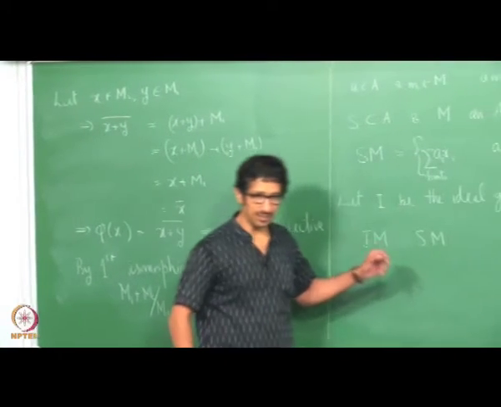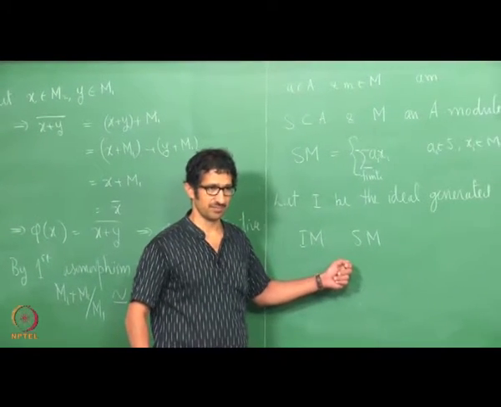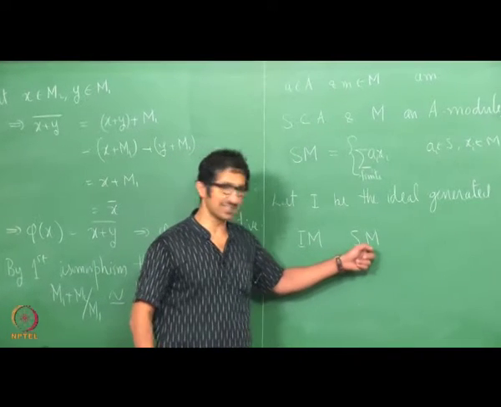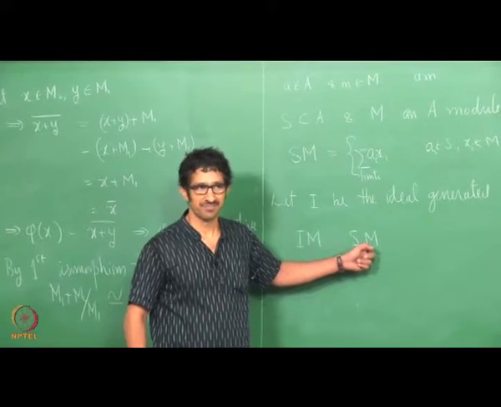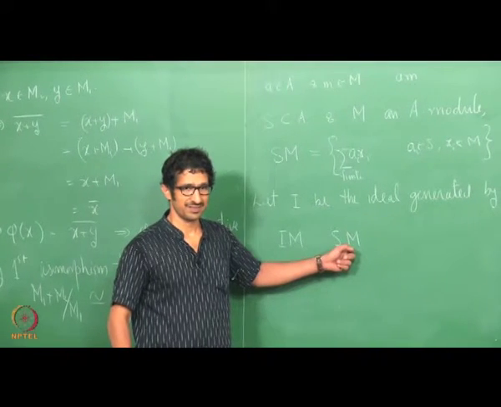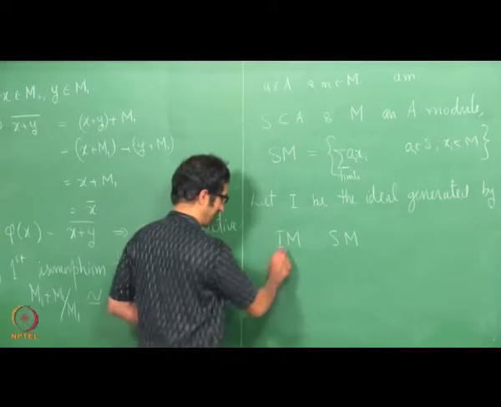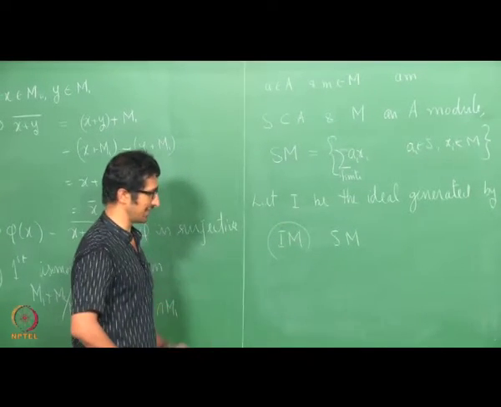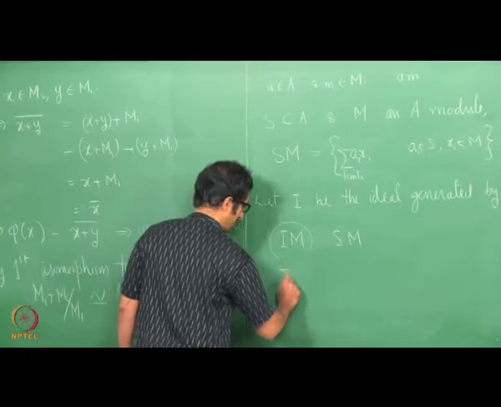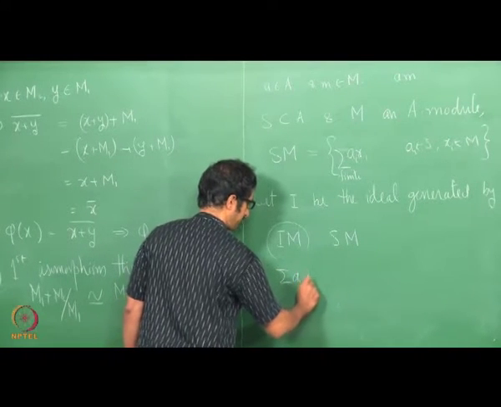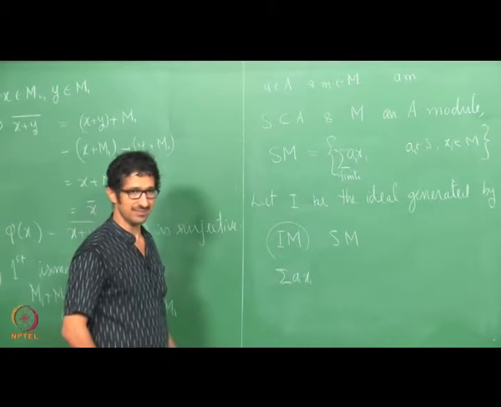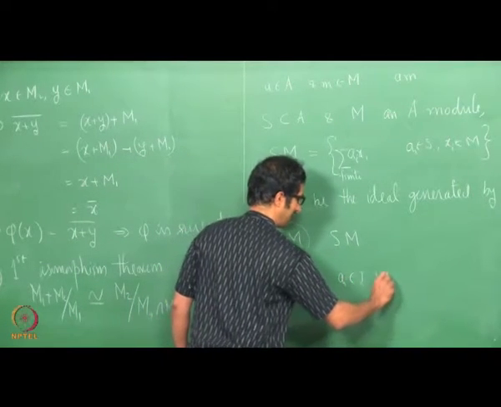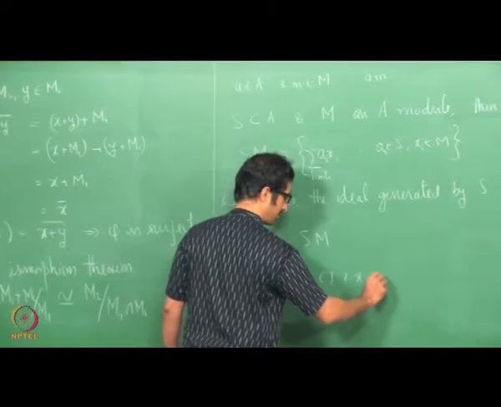There is immediately an inclusion, which is this is contained here. Can we say this is contained here? Yeah. If I take any element here, how does any element here look like? Summation a_i x_i, where a_i belong to I and x_i belong to M.